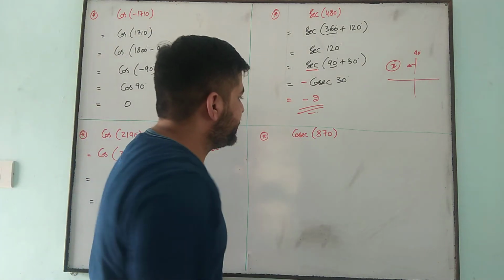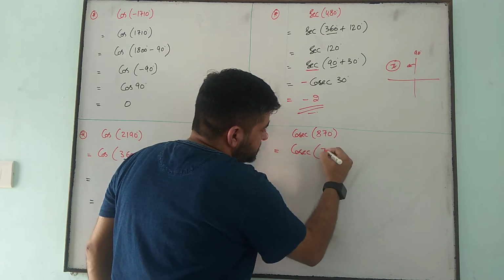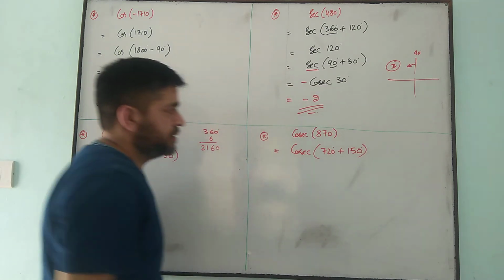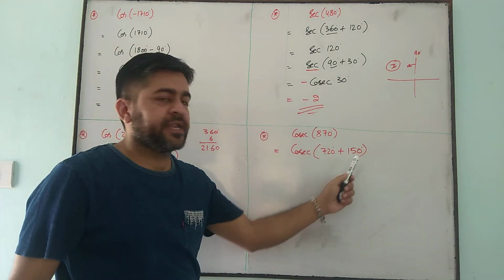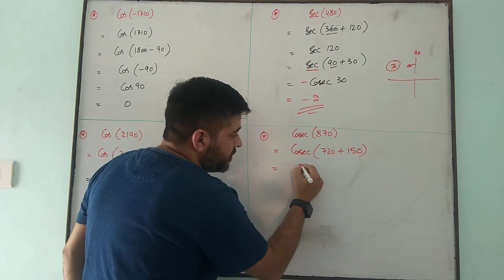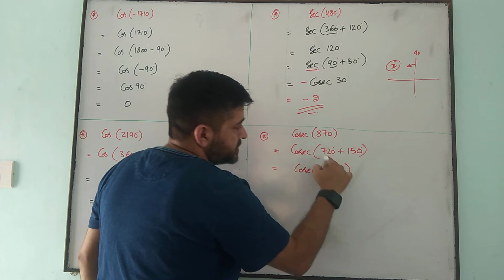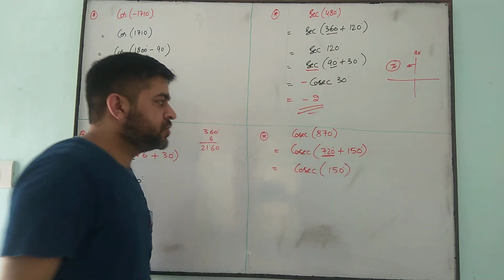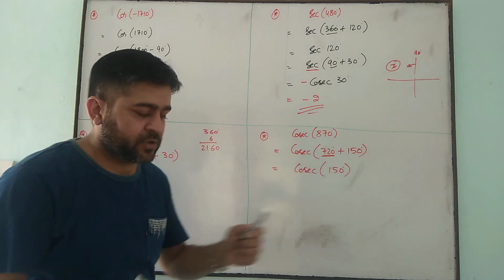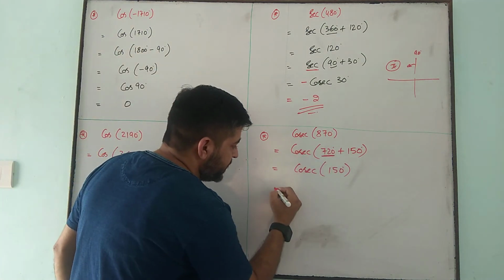Cosecant 870, that is cosecant 720 plus 150. 870 is 720 plus 150. 720 is a multiple of 360, so we can consider it 0. 720 is 0, so we got it 150 directly. We need not see any quadrants and all here, as we are changing 720 into 0 only.